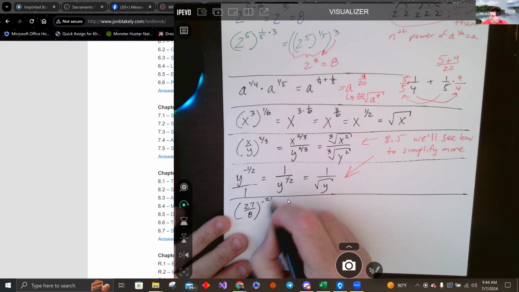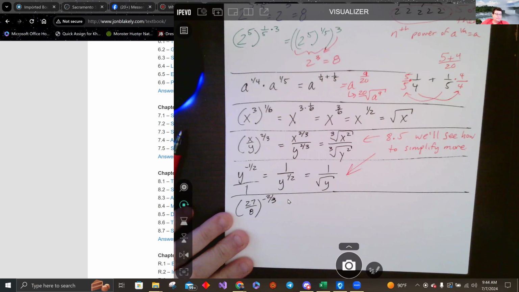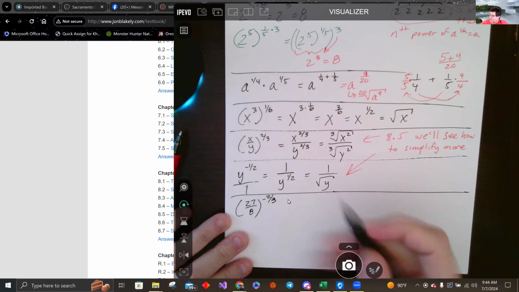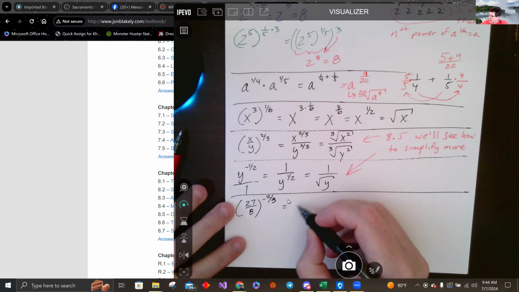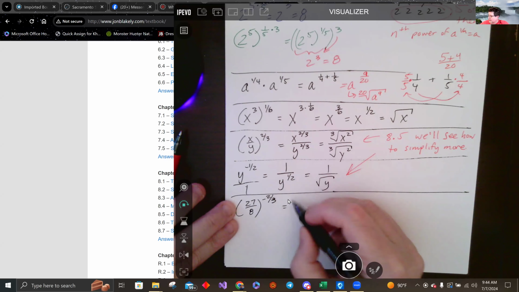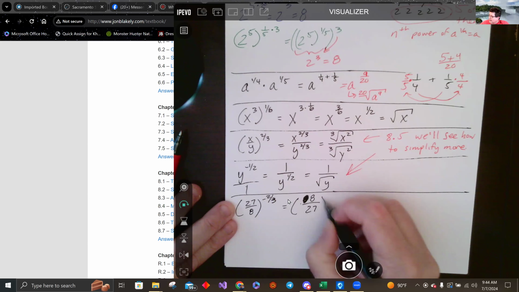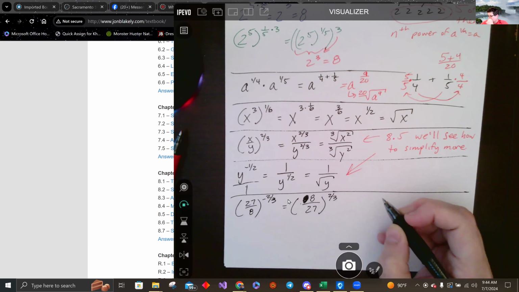(27/8 to the negative 2/3 power). Try pausing the video and cleaning it up, see what you get. All right, first thing we're going to do is, there was a rule with a negative exponent and we just flip what's inside. So this becomes 8 over 27, and this becomes 2/3.